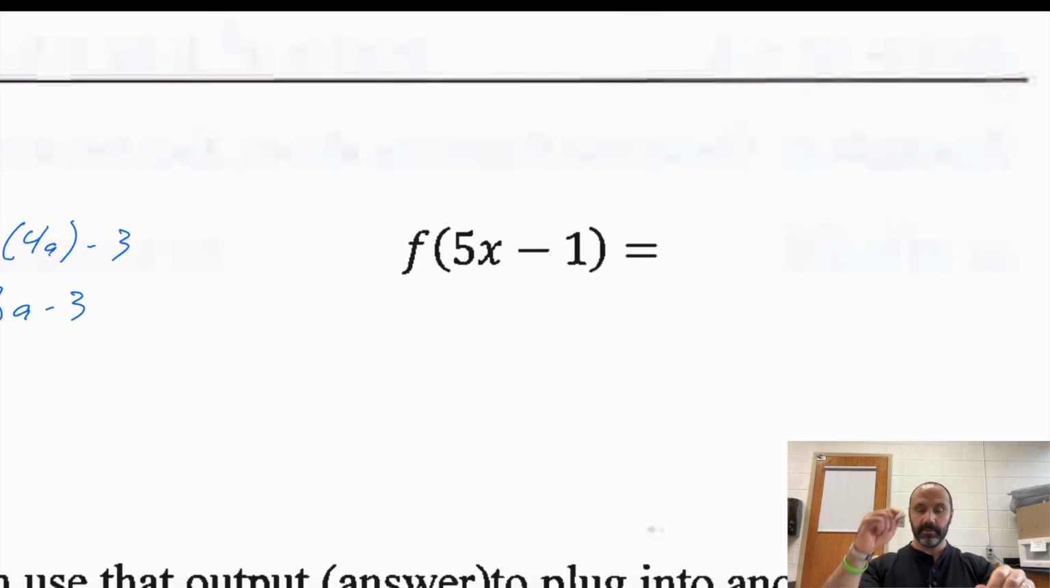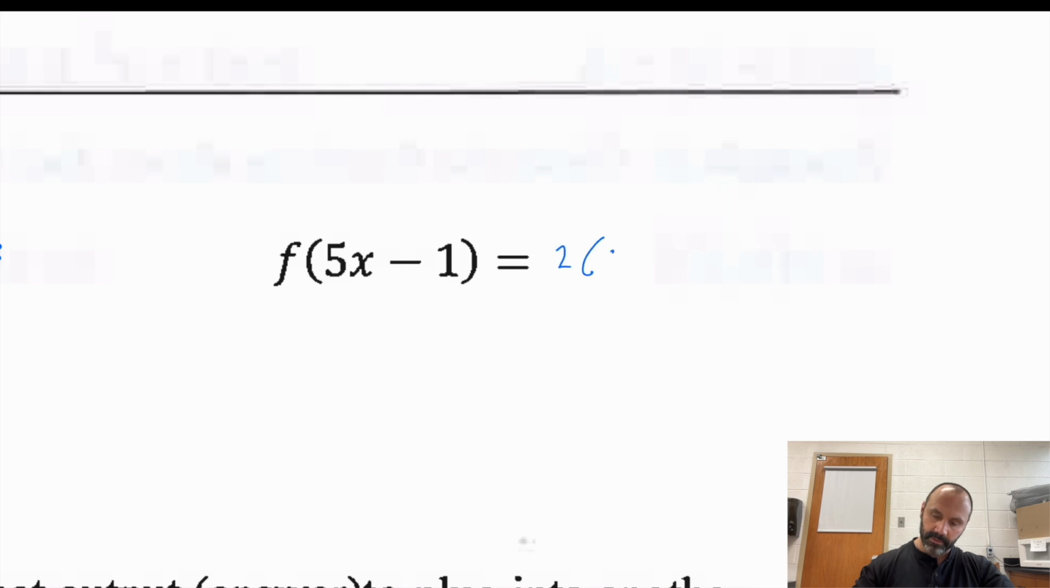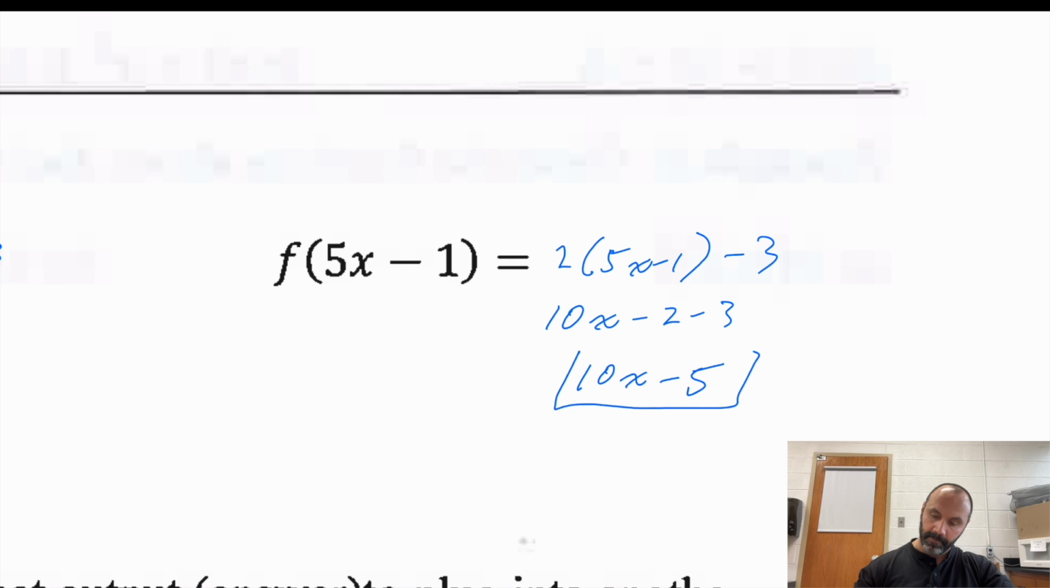And then if you have f of 5x minus 1, what you've got now is basically another function, 5x minus 1, and that whole thing is being put into the f function. So this is 2 times 5x minus 1, minus 3. This becomes 10x minus 2 minus 3, so 10x minus 5. And that's the output when you put in that other whole function, 5x minus 1.